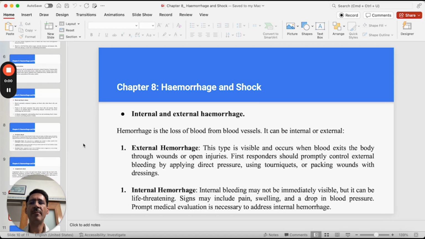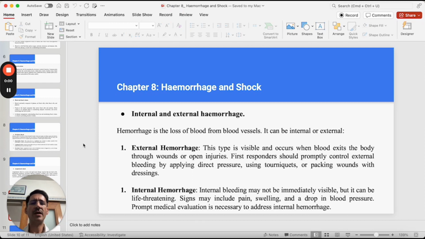Internal and external hemorrhage. Hemorrhage is the loss of blood from blood vessels. It can be internal or external. External hemorrhage. This type is visible and occurs when blood exits the body through wounds or open injuries. First responders should promptly control external bleeding by applying direct pressure, using tourniquets, or packing wounds with dressing. Internal hemorrhage.